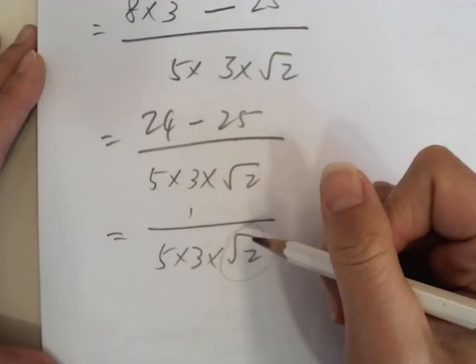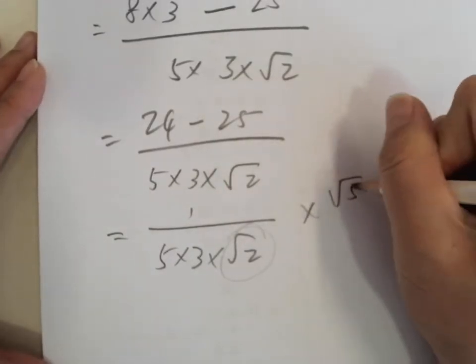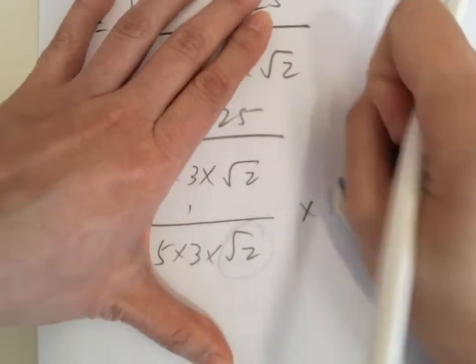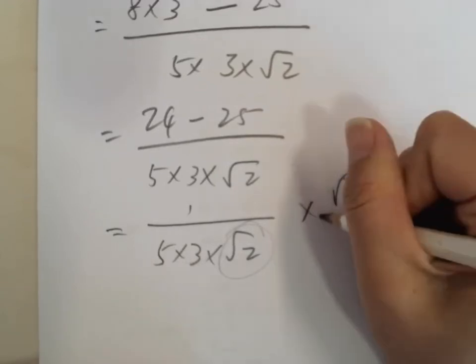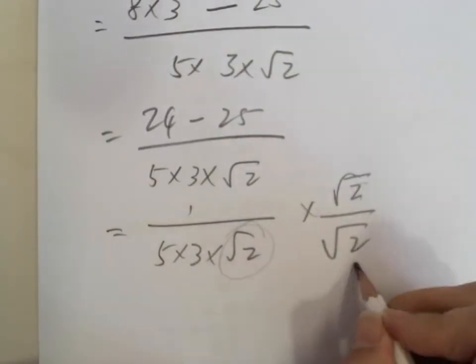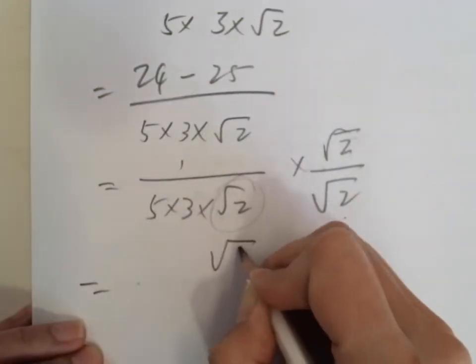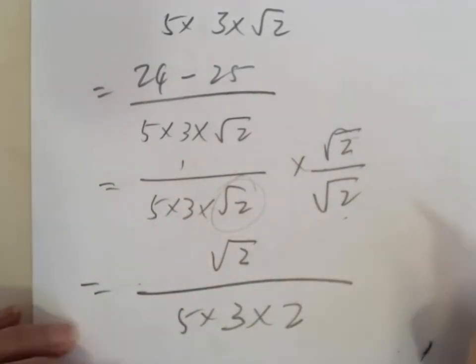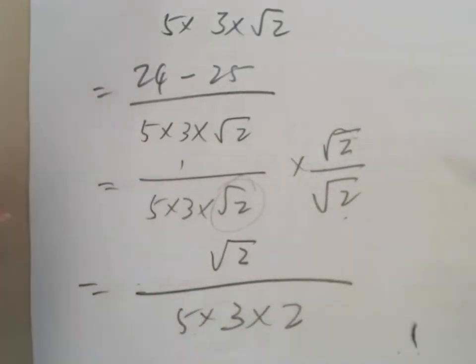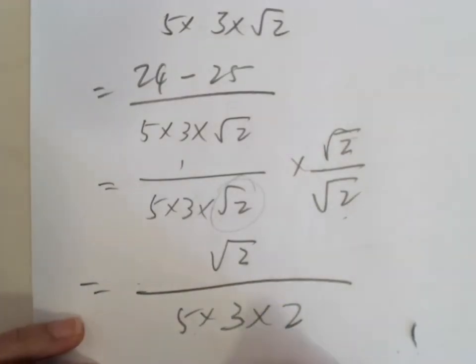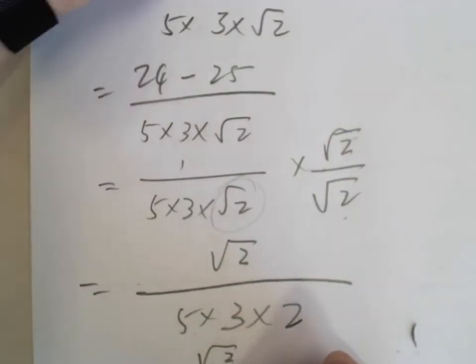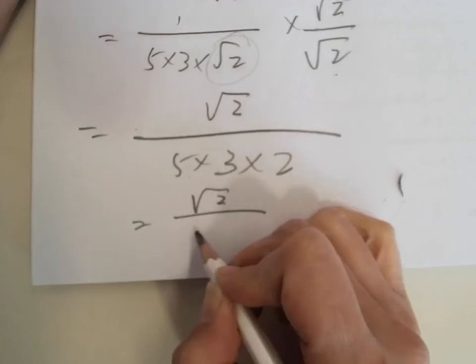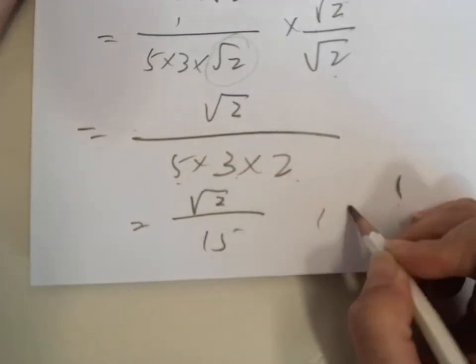I need to remove this one. So multiply the whole fraction by root 2. So this becomes a 2. So I got root 2 over 5 times 3 times 2. Remember, it's 5 times 3 times 2. It's 30, not 10. So we got root 2 over 30 here, and that will be the answer.